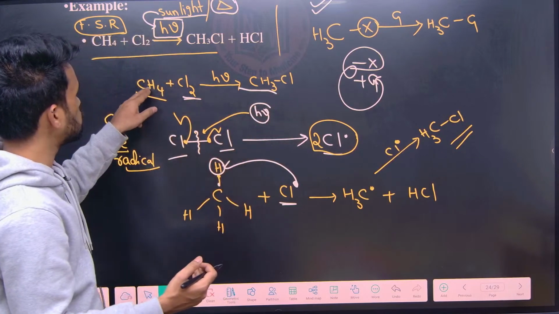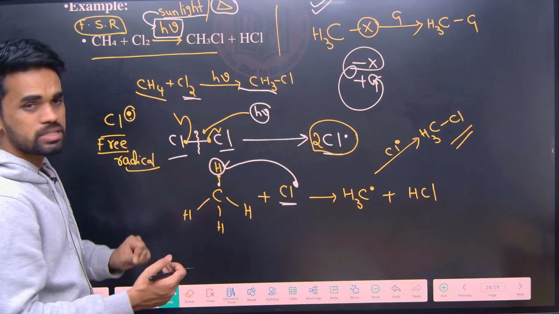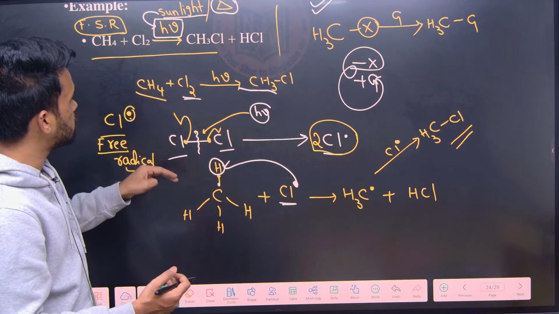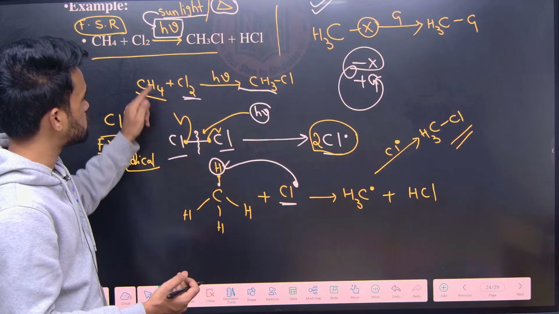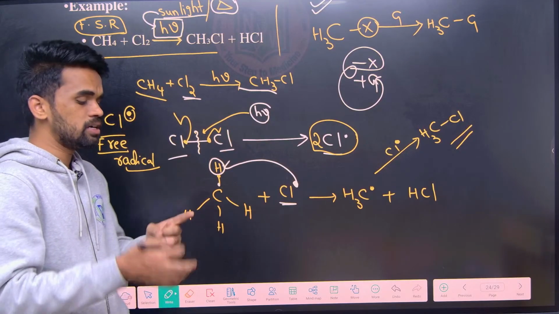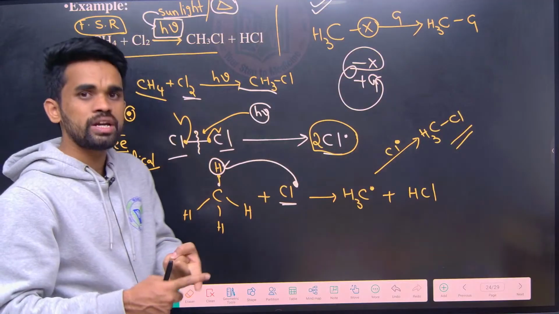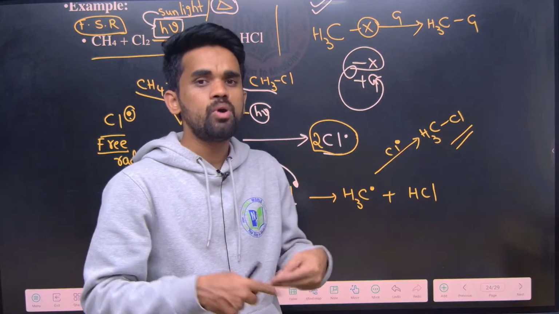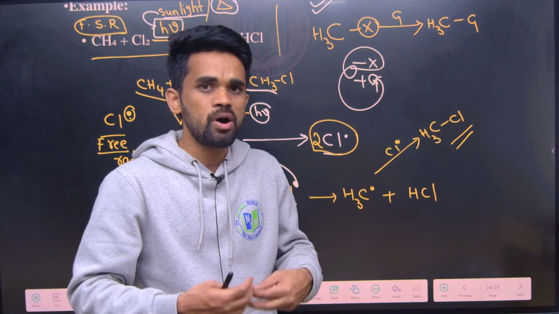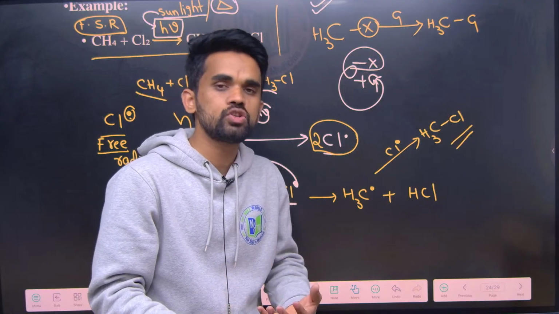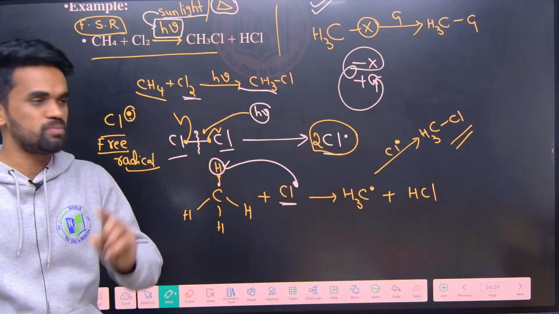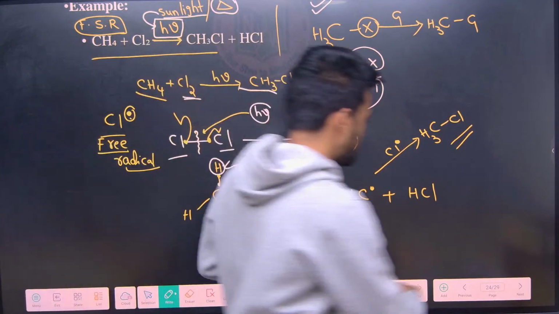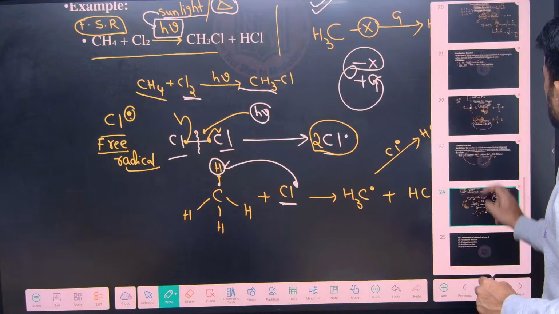Now I can remove 2 hydrogens and place 2 chlorines, or remove 3 hydrogens and place 3 chlorines, or I can remove all hydrogens and place chlorines. Like that, monochlorination, dichlorination, trichlorination, polychlorination, polyhalogenation, polysubstitution takes place in the given compound in free radical substitution mechanisms. Okay, right. Let's move forward then. This is about free radical substitution.